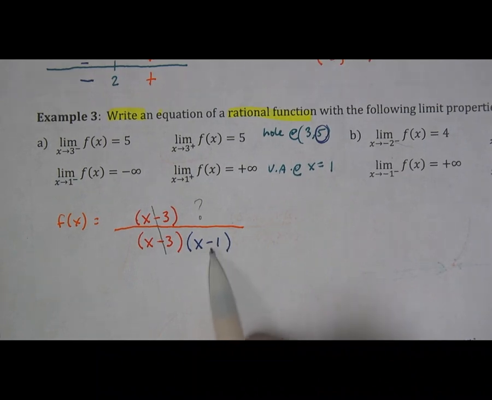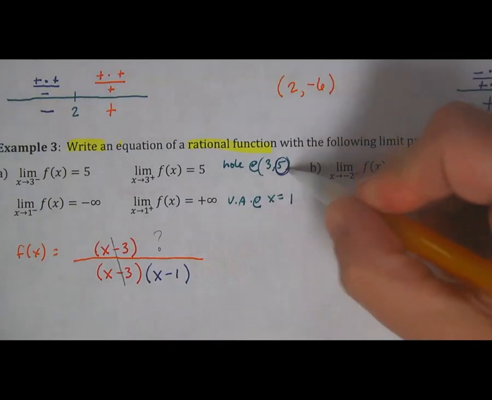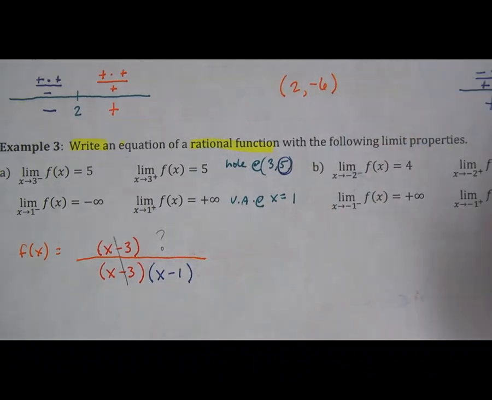3 take away 1. I'm plugging in the value of the hole. 3 take away 1 is 2. What divided by 2 would give me a hole at the y value of 5? 10.